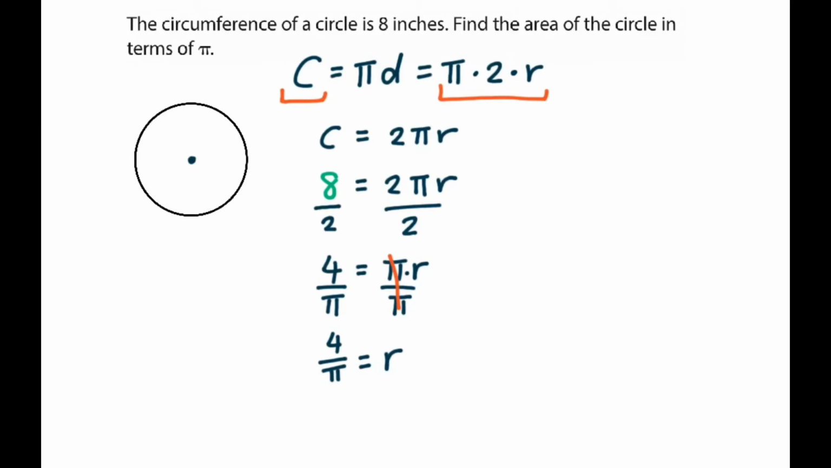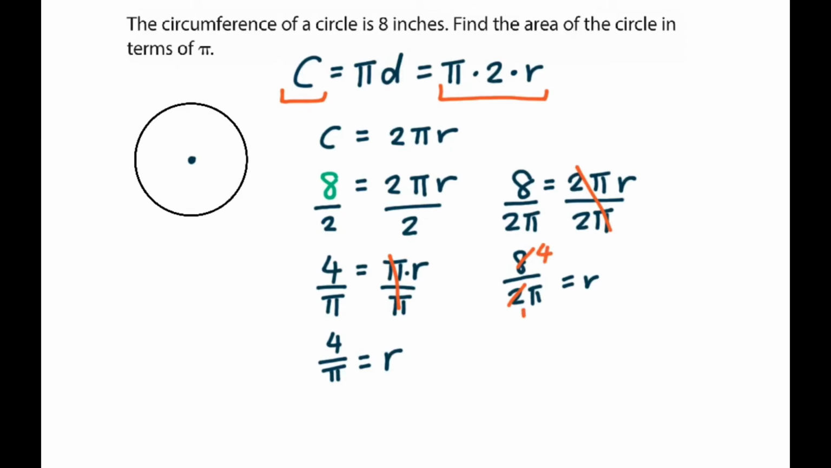If you want to do it in one step, I'll show you quickly. Basically, you can just divide both sides by 2 times pi, the product of 2 and pi. The same thing divided by the same thing gives you 1. So again, you can cross it out, and you get 8 over 2 pi equals r. Divide the numerator and denominator by the GCF, which is 2. You get 4 here, you get 1 there. So again, you get 4 over pi equals r.